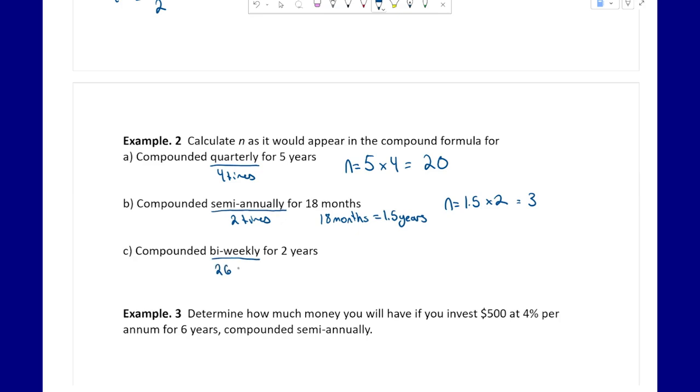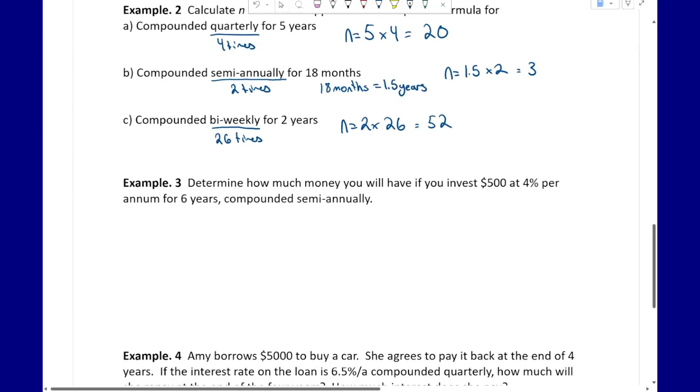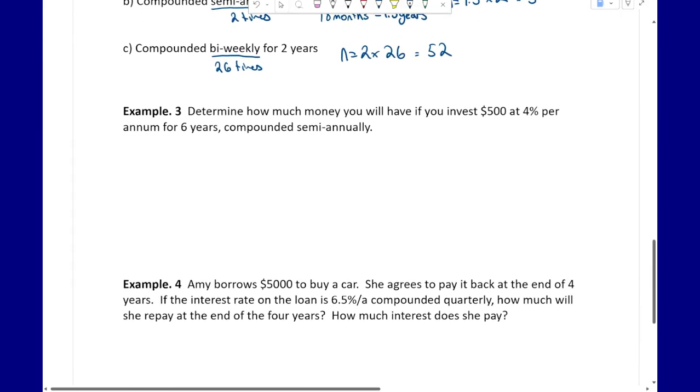Biweekly, 26 times a year for 2 years. So our N value is going to be 2 years times 26. We get 52. So that means over the 2 years, there would be 52 times where we're calculating interest. So now let's look at a formula. Let's look at an example where we're actually using this formula.